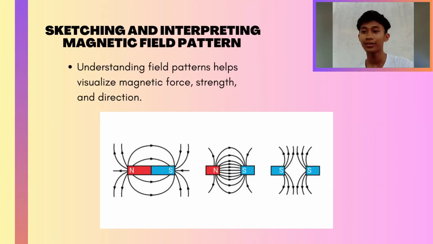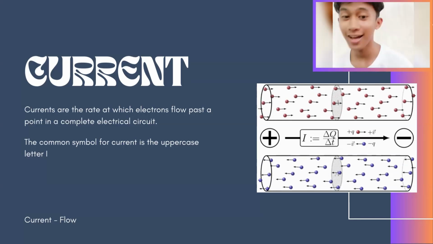In understanding field patterns, it will help us to visualize the magnetic force because magnetic force is unseen. Hindi natin siya nakikita in our naked eye. So, in that way of building or understanding magnetic field, we understand the magnetic force, the strength, and its direction. So, next, let's go to the current.